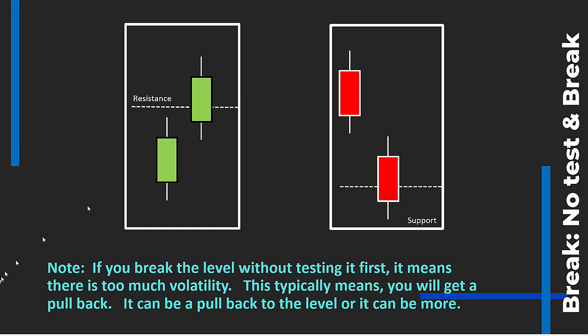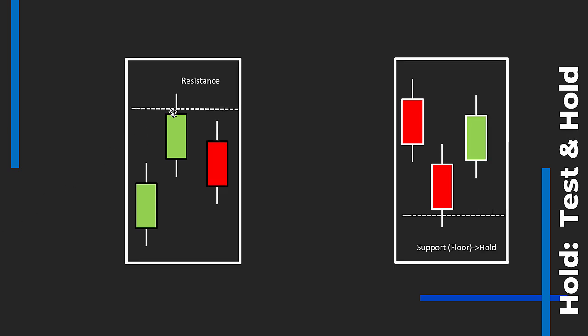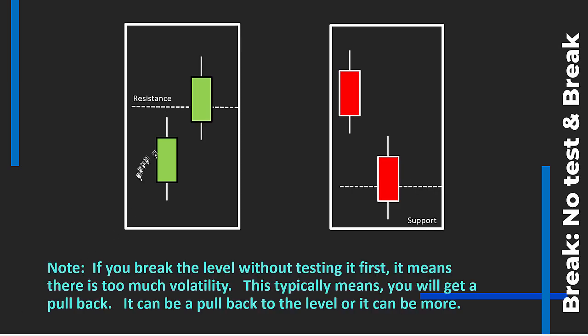You want the scenario where it tested it, like here, right there, and then broke it. That tells you now you could start a trend. Or you want the scenario here where you tested it, held it, and the next bar comes down, so you know it's high probability to go down. But this third scenario here is dangerous, because if you test and break it in one bar, it typically means too much volatility, some type of pullback can occur, and you have to be very, very careful.